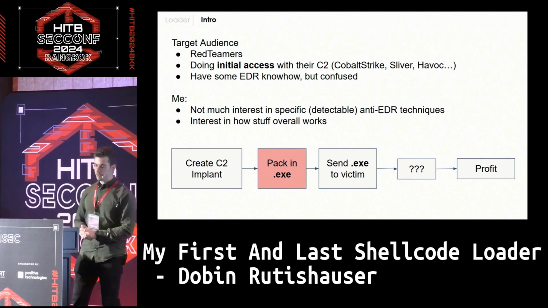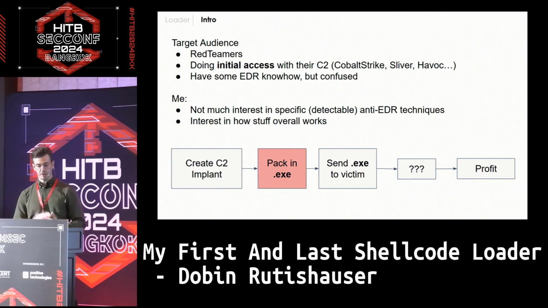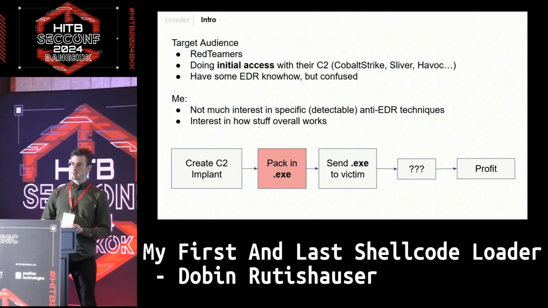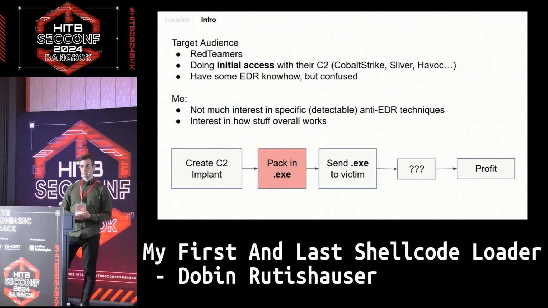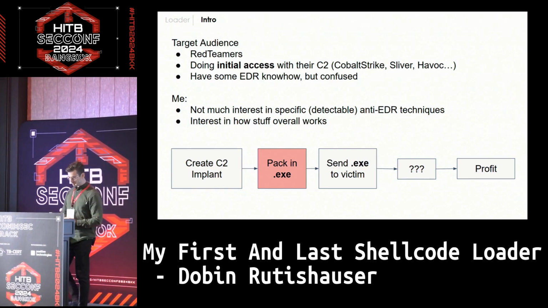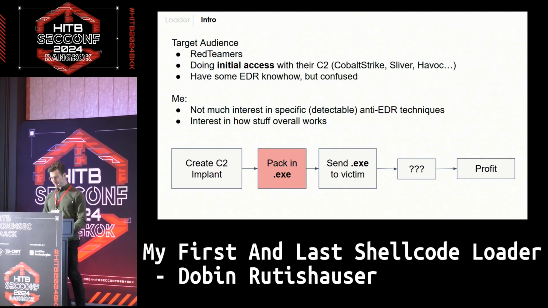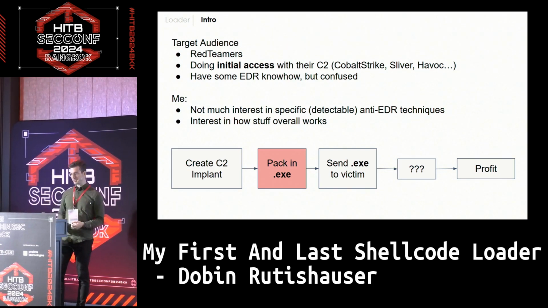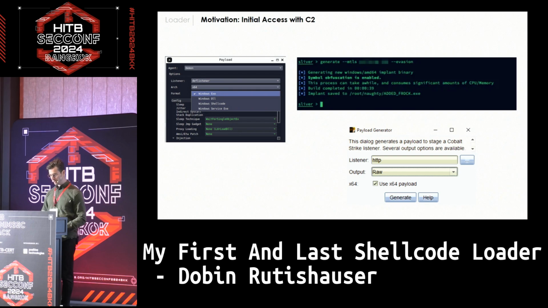So the target audience are Red Teamers who are a little bit confused about the EDR. Red Teamers usually do initial access. Who is Red Team here? And who wants to do red teaming? Usually everyone. So usually the part of a red teamer is we take some C2 framework like Cobalt Strike, we somehow send it to a victim, and then the hacking begins more or less.